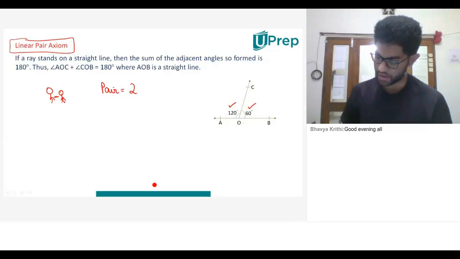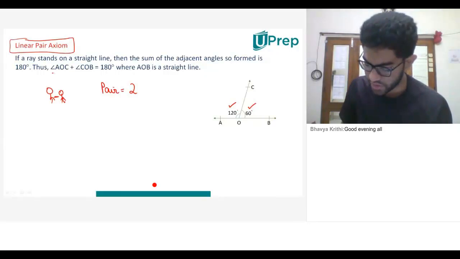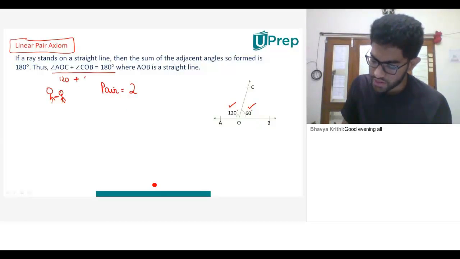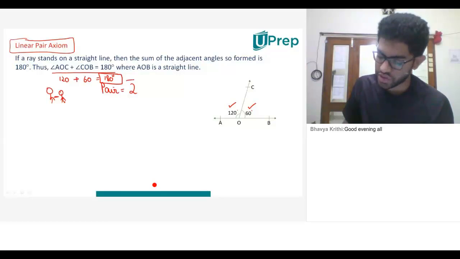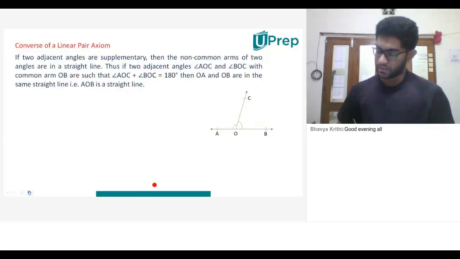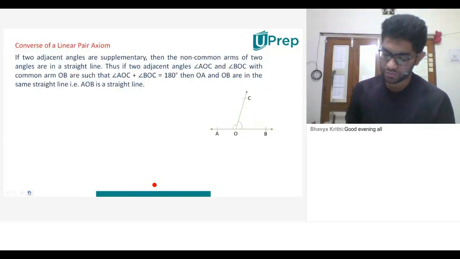Yes, sir. Alright. So if you see, that is what he has written. Angle AOC plus angle COB. AOC is 120 degrees and COB is 60 degrees. Both of them are adding up to 180 degrees. 180 degrees is the measure of a straight line. Straight line, straight angle. Perfect. Great. Chalo. Next.